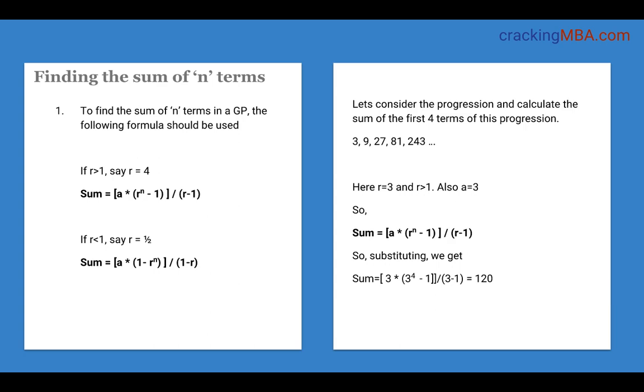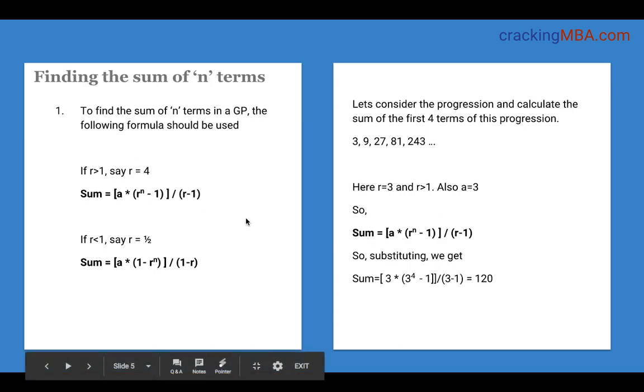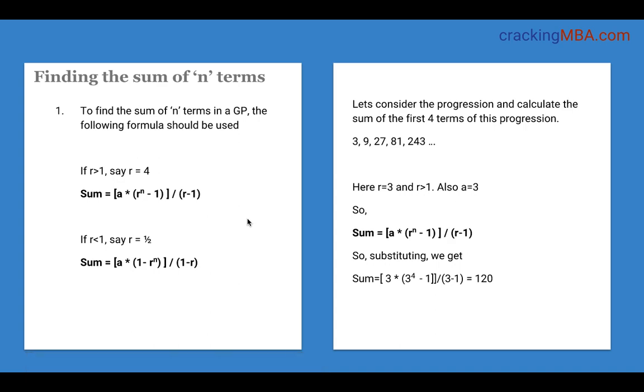Now let us see how to calculate the sum of n terms of a GP. Unlike in AP, where we did not put a condition based on d, which is the difference, in geometric progression the ratio has to be either greater than 1, less than 1, or equal to 1. If it is equal to 1, then it is just a simple series of all the same numbers.